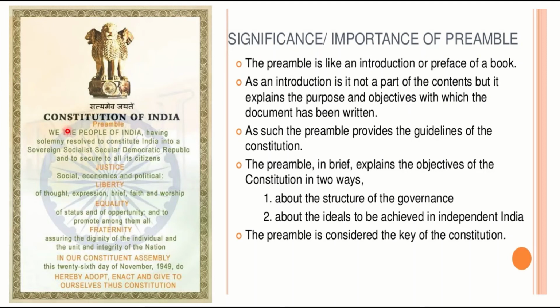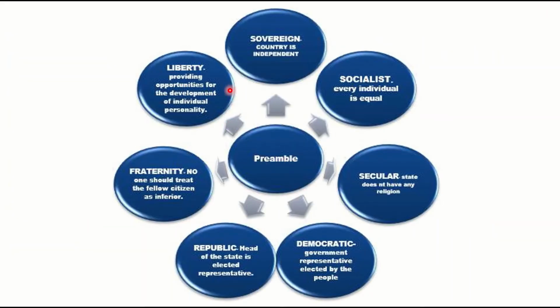Now, a few terms are there in the preamble: justice, liberty, equality, fraternity. We need to understand the meaning of these. Here I have taken these terms from the preamble only. Sovereign means the people have the supreme right to make decisions on internal as well as external matters. Socialist: every individual is equal irrespective of caste, gender, or religion. Secular: citizens have complete freedom to follow any religion. There is no official religion.